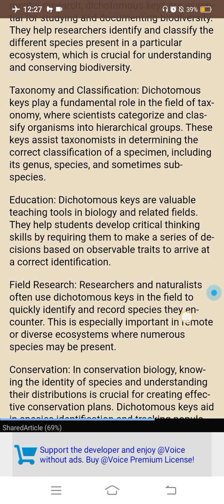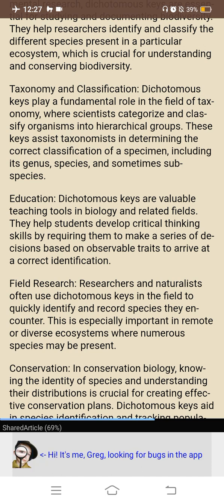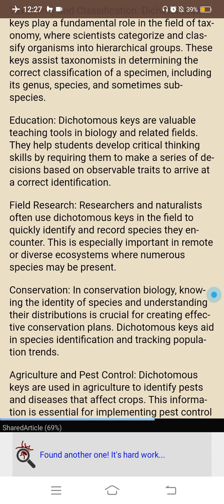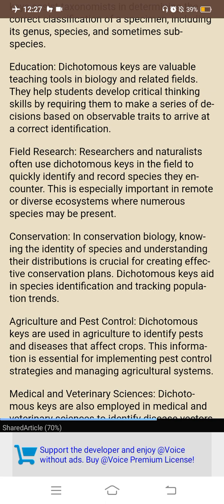And taxonomy and classification. Dichotomous keys play a fundamental role in the field of taxonomy, where scientists categorize and classify organisms into hierarchical groups. These keys assist taxonomists in determining the correct classification of a specimen, including its genus, species, and sometimes subspecies. Education. Dichotomous keys are valuable teaching tools in biology and related fields. They help students develop critical thinking skills by requiring them to make a series of decisions based on observable traits to arrive at a correct identification.